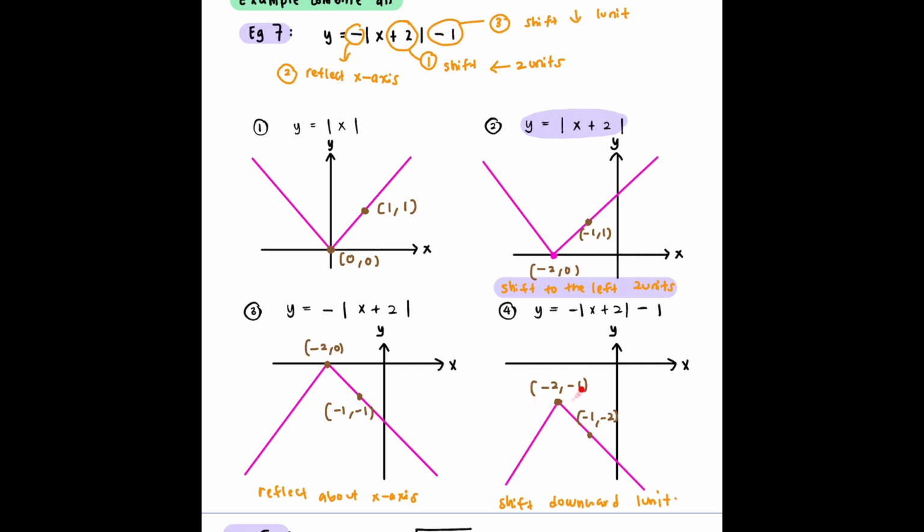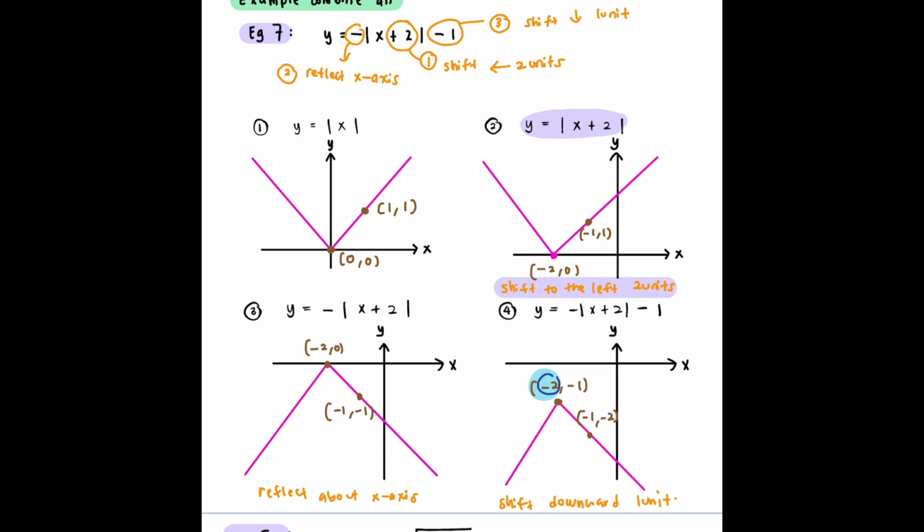Okay, let's say you choose this point. What is your x? X is negative 2. So substitute x into the original equation. Okay, let's check your answer. Your equation is y equal to negative modulus. Let's say your x is negative 2. So negative 2 plus 2 minus 1.